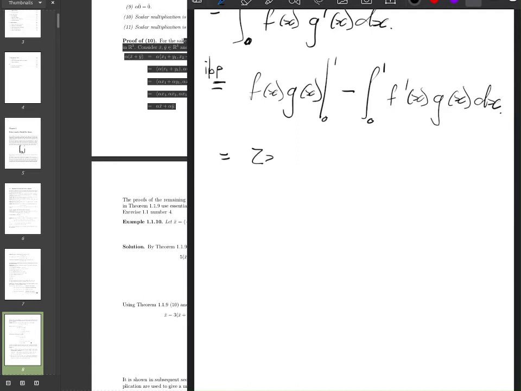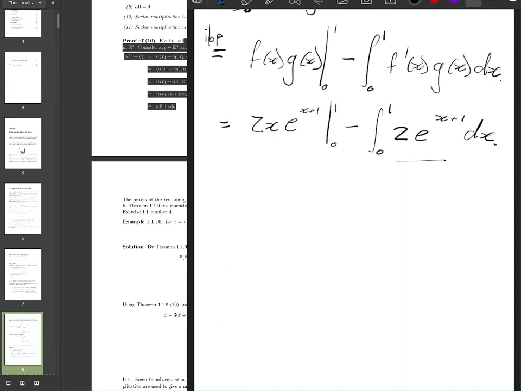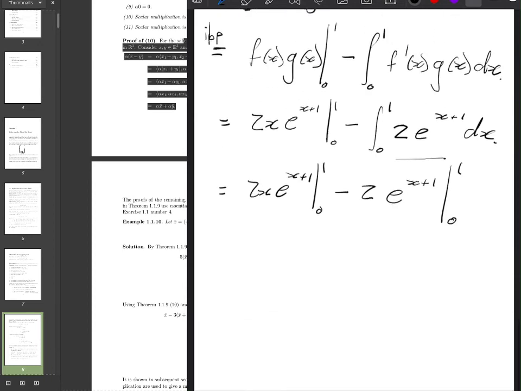So here 2x e to the x plus 1 evaluated between 0 and 1 minus the integral from 0 to 1 of f prime of x, which is just 2, times e to the x plus 1 dx. And this turns out to be simple to evaluate. So this becomes 2x e to the x plus 1 on the endpoints 0 to 1, minus 2 times e to the x plus 1, also evaluated between the endpoints 0 and 1.